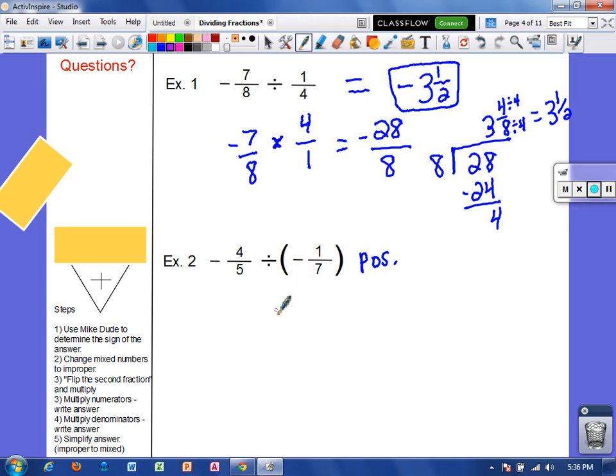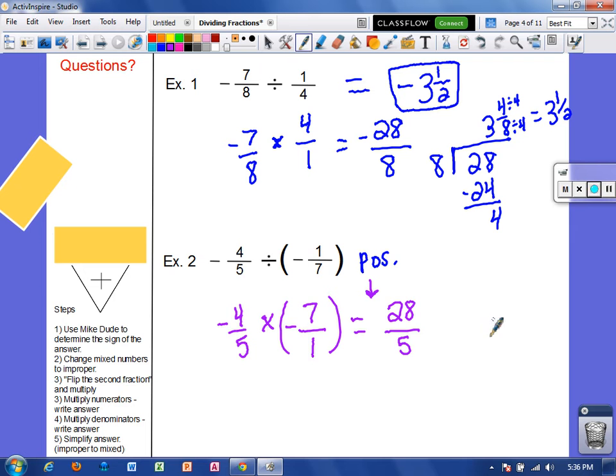We don't have mixed numbers, so we don't need to change to improper. So now we're just going to flip the second and multiply. So 1 over 7 becomes 7 over 1. And then I'm going to change my division to multiplication. So I have negative 4/5 times negative 7 over 1. And again, I know this is going to be positive. So I'm going to multiply numerators. I have 4 times 7, which is 28. And in the denominator, we have 5 times 1, which is 5. So now I have a positive 28 over 5.